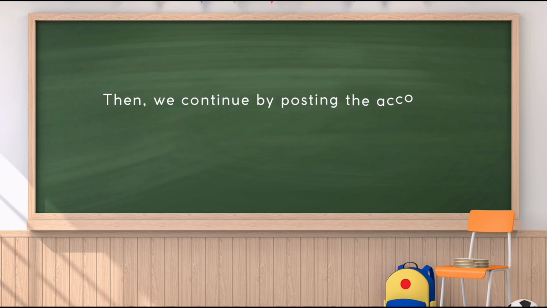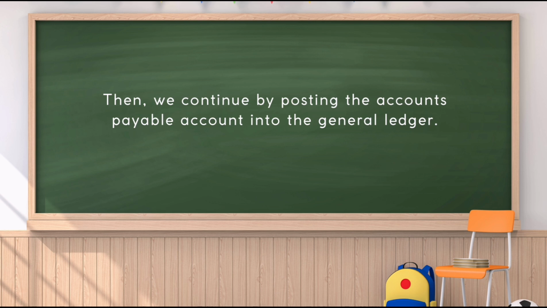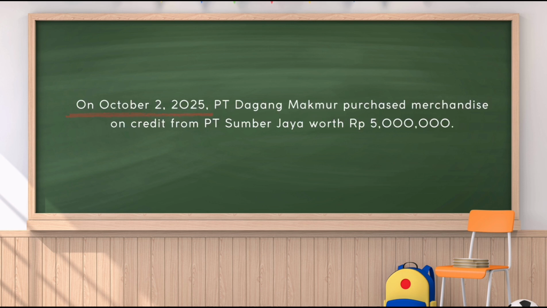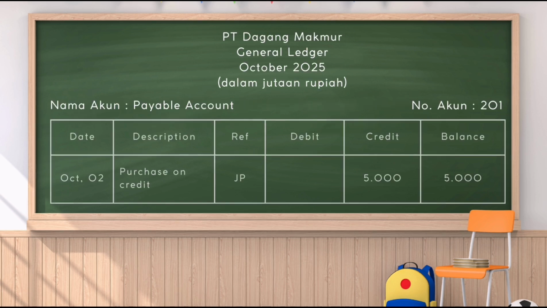Then, we continue by posting the accounts payable account into the general ledger. We can look at the transaction dates and post them in the order in which they occurred. Then, enter the details and reference. Next, enter the transaction amount in the credit column. Finally, calculate the new balance after the transaction is posted to the general ledger.